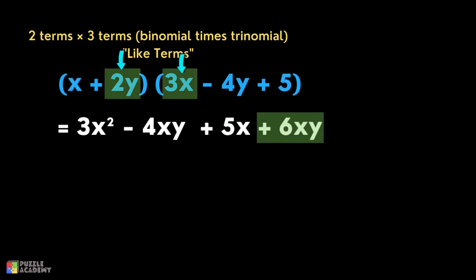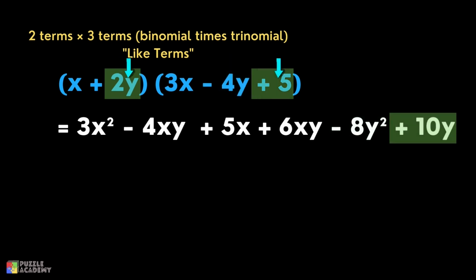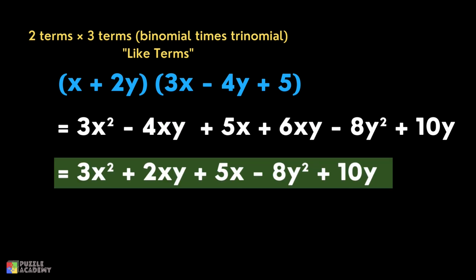And the next term, positive 2y times 3x, that is positive 6xy. And the product of positive 2y times negative 4y, that is negative 8y squared. And last but not the least, the product of 2y times positive 5, and that is 10y. And as we can see here, we have the same variables. So we will combine them because they are like terms. So negative 4xy and positive 6xy are like terms. So negative 4xy plus 6xy is positive 2xy.